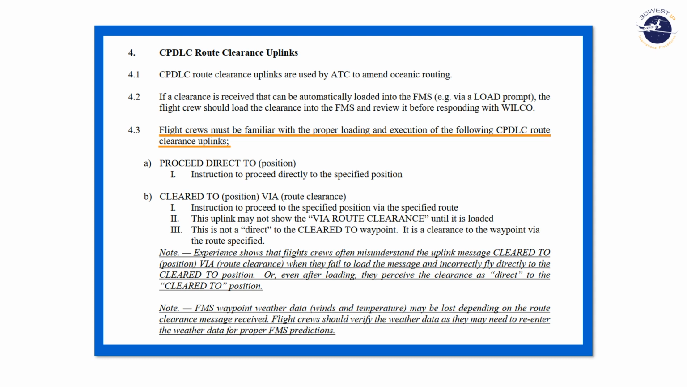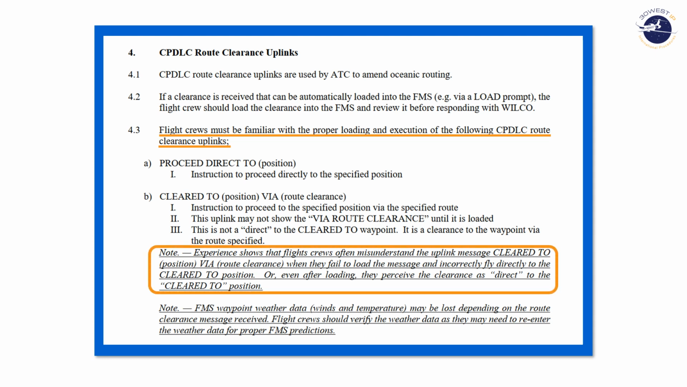One is the Proceed Direct To uplink, and the second one is the Cleared To Via uplink. Now, this note points out that experience shows flight crews are often getting this wrong and misunderstanding the Cleared To Via message. They either put it in incorrectly and fly directly to the Cleared To, or they perceive the clearance as a Direct To, the first one, the Proceed Direct To message, instead of the Cleared To Via.